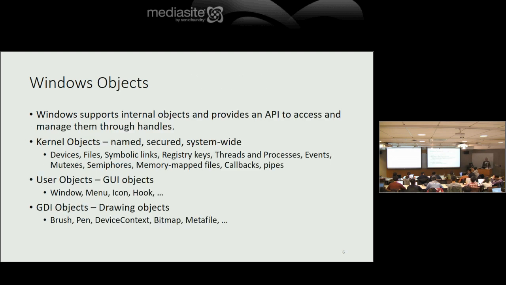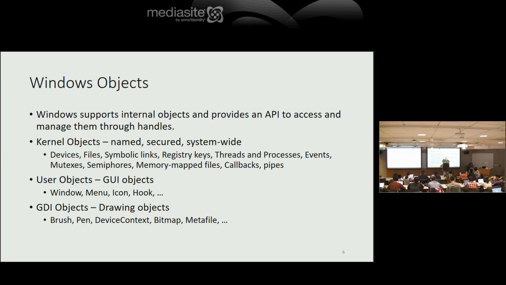Windows objects. Windows supports internal objects and provides an API to access them and manage them through handles. Each of the Windows objects has a create function that returns a handle. And again, think of that create function as a member function of some class that represents that part of the API, and the handle is the this pointer to that internal object.